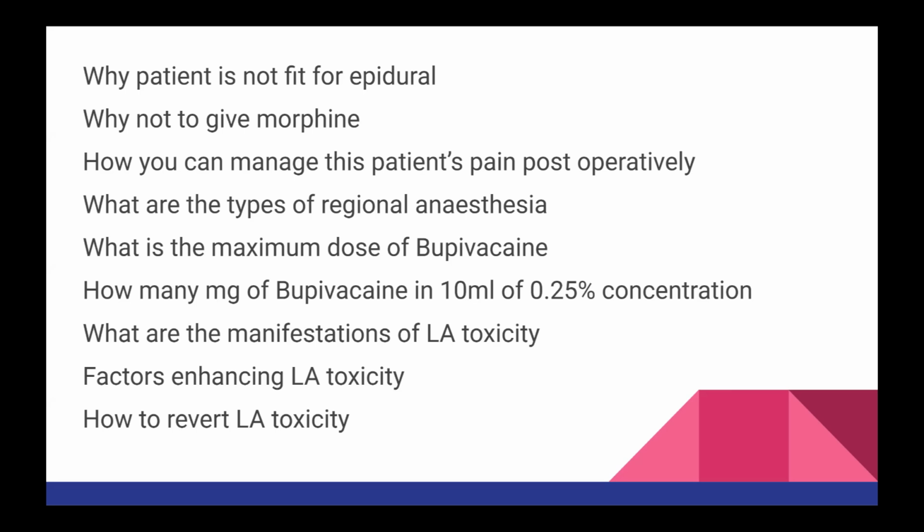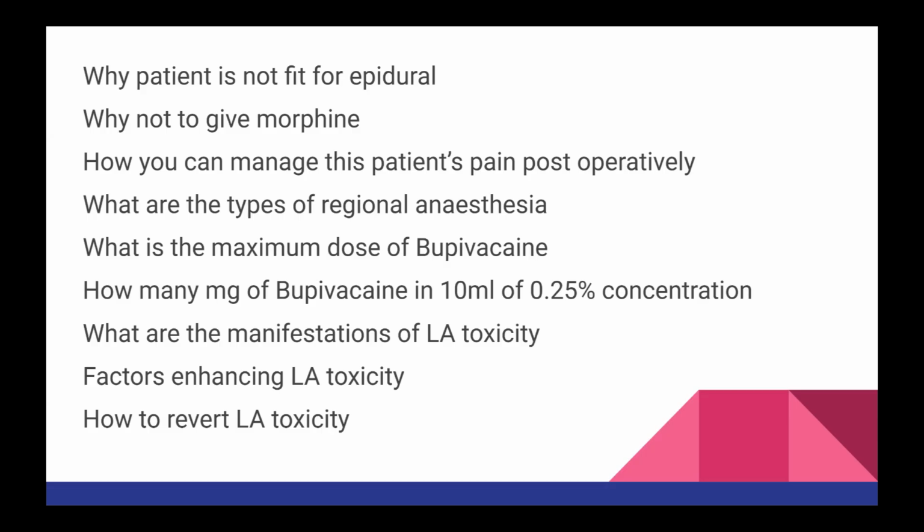bradyarrhythmias. Okay, so what are the factors which enhance local anesthesia toxicity? Low cardiac output states, high cardiac output states, and hepatotoxicity. Then drugs such as beta blockers, calcium antagonists, cytochrome P450 inhibitors, and digoxin. Okay. So how can you revert local anesthesia toxicity?